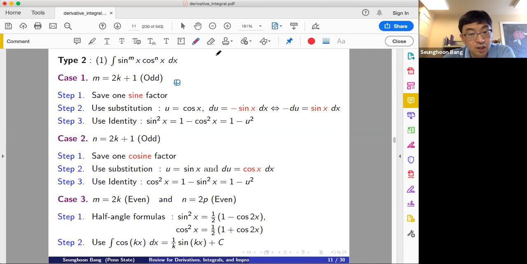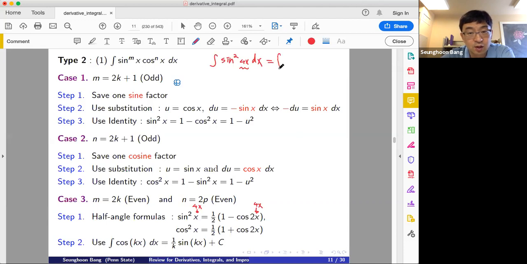One example is the integral of sine square to the power 4x dx. How can you solve this problem? You can use the half angle formula. We can plug 4x into x.